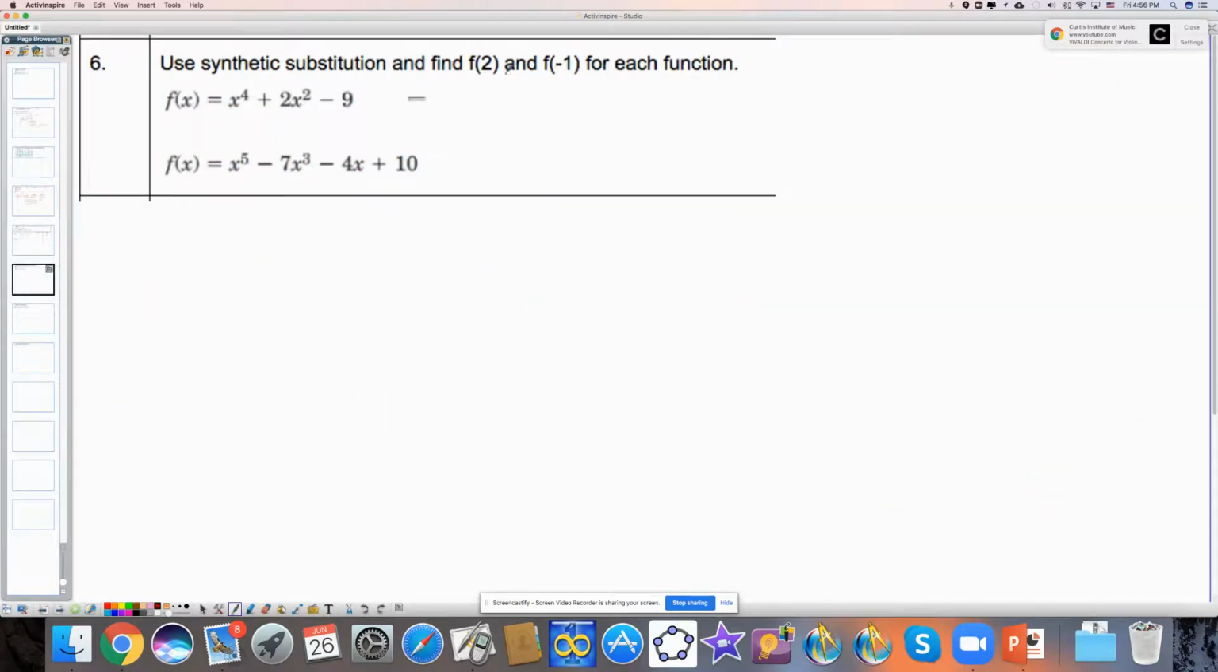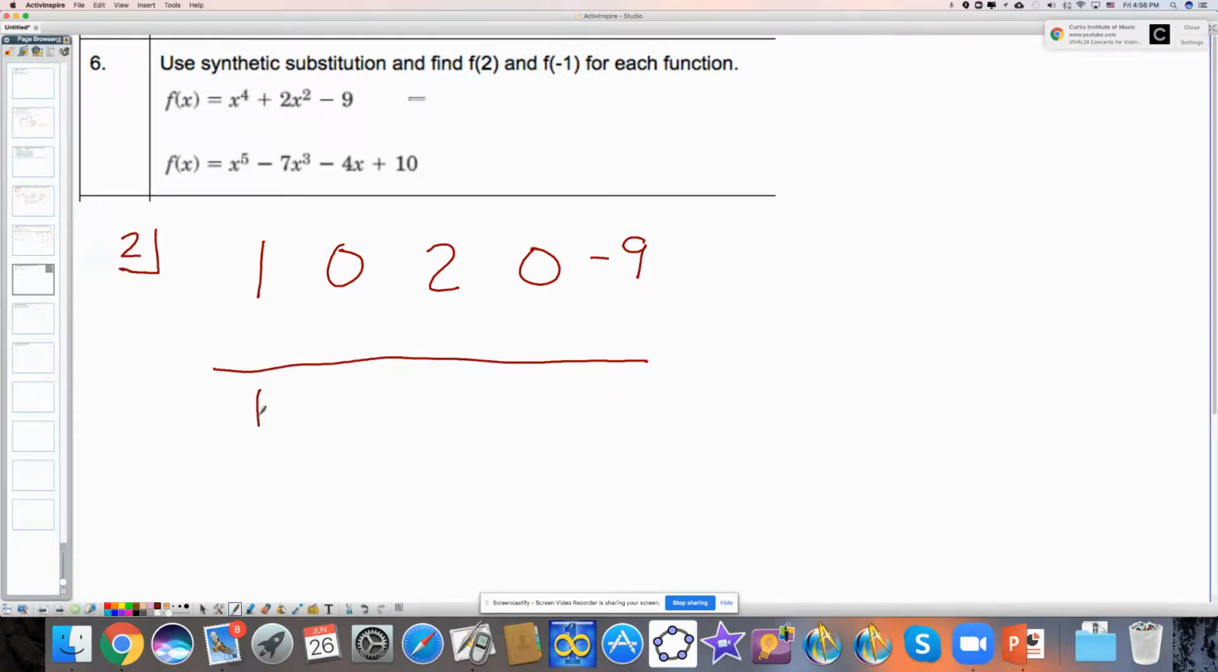Use synthetic substitution and find f of 2 and f of negative 1. Finding f of 2 of this first one. My coefficients are 1. The coefficient of x cubed is 0. Coefficient of x squared is 2. The coefficient of x is 0. And my constant is negative 9. When I divide this by 2, being one of my solutions, I'll say 1. 1 times 2 is 2. So I have 2 left over. 2 times 2 is 4, and this makes this 6. 2 times 6 is 12. 12 left over. 12 times 2 is 24, and 24 plus 9 is 15. So my remainder is 15. This means that f of 2 is equal to 15.